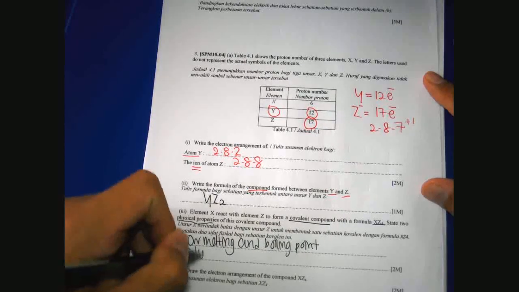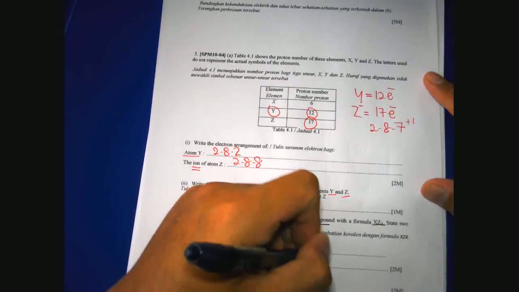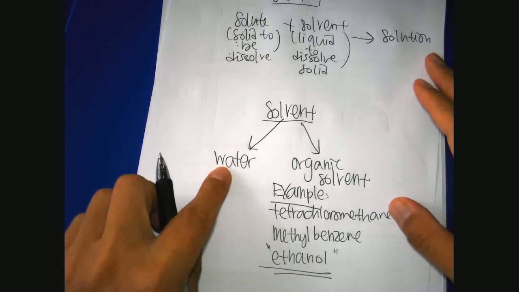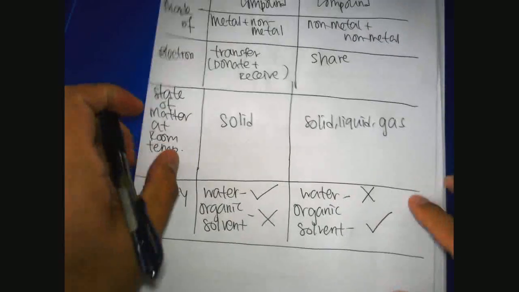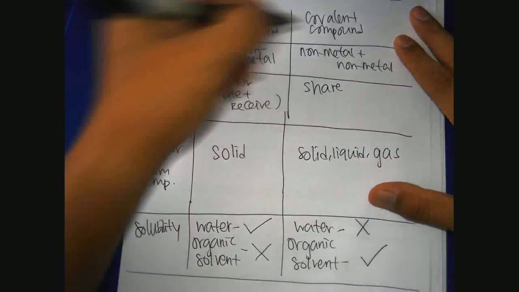When you come to solubility, you must specify what solvent you want to use. You cannot only write the word soluble or insoluble. That's not appropriate, because there are 2 big families of solvents. If you only say soluble, the examiner will not understand soluble in what kind of solvent. So you must mention the solvent. Do remember the 2 families of solvent: water and organic solvent.